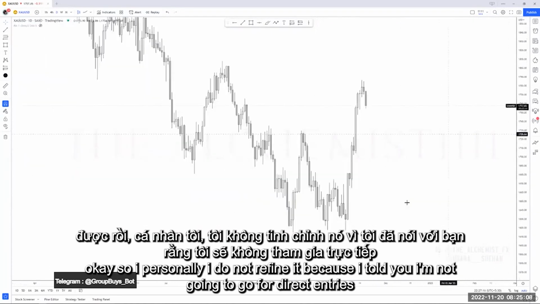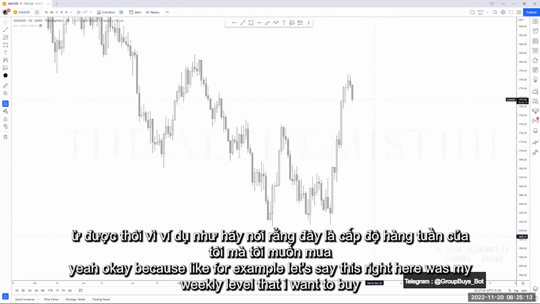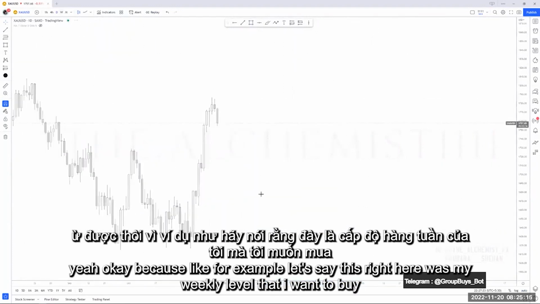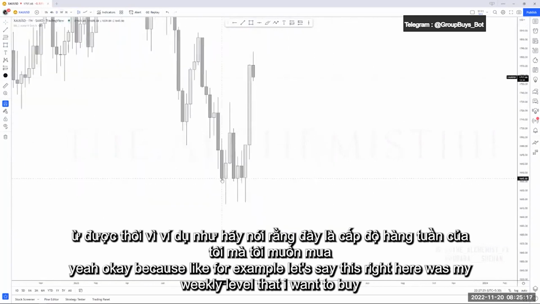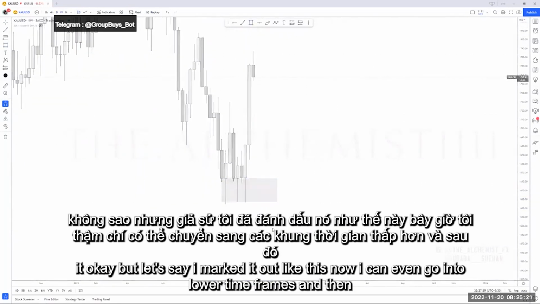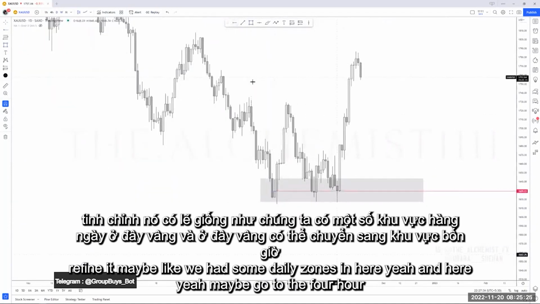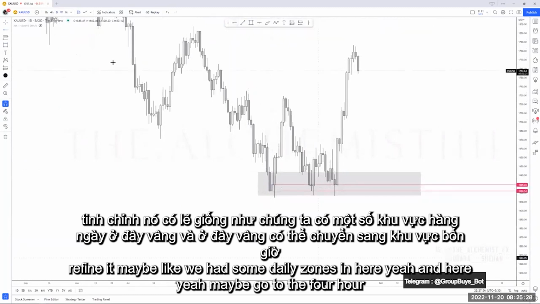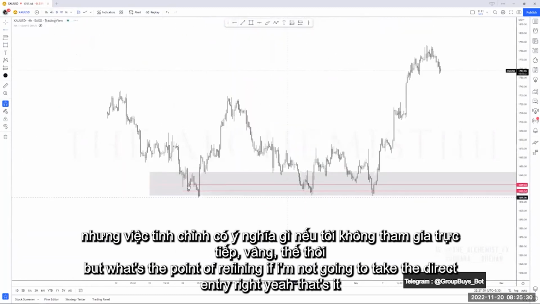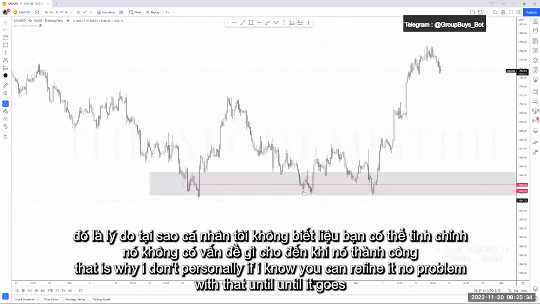Personally, I do not refine it because I told you I'm not going to go for direct entries. For example, let's say this right here was my weekly level that I want to buy, and I marked it out like this. Now I can go into lower time frames and refine it, maybe with some daily zones in here and here, maybe go to the 4-hour. But what's the point of refining if I'm not going to take the direct entry, right? That is why I don't personally refine.